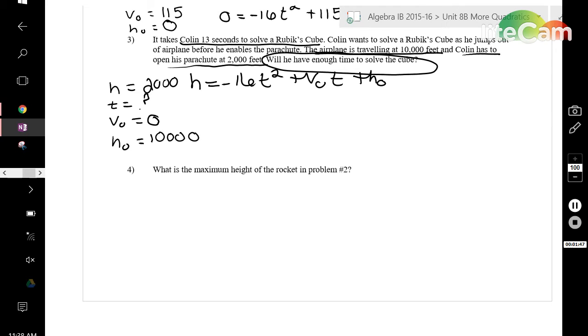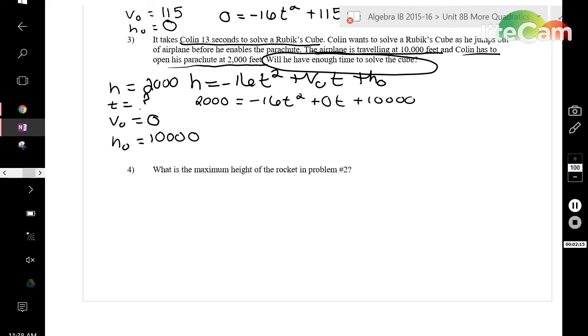We need to know if there's going to be enough time for him to do this Rubik's Cube between jumping out of the plane and opening his parachute. He needs at least 13 seconds. So if he has at least 13 seconds, he'll have enough time. So let's plug in what we know. We have 2,000 equals negative 16 t squared plus 0 times t plus 10,000.